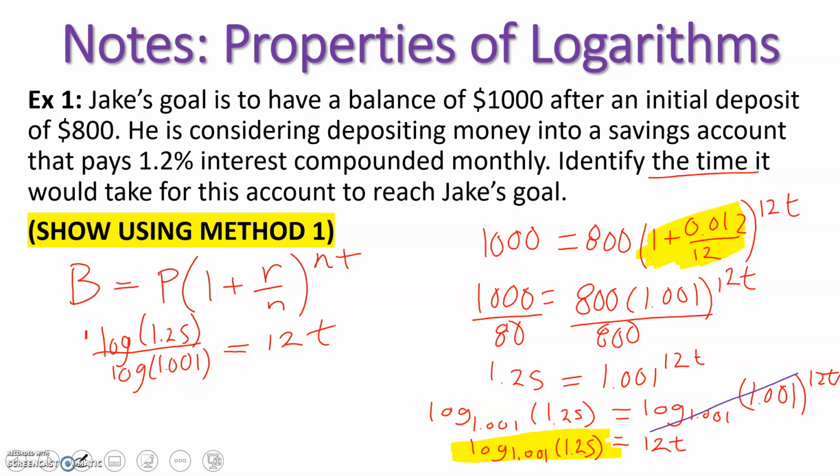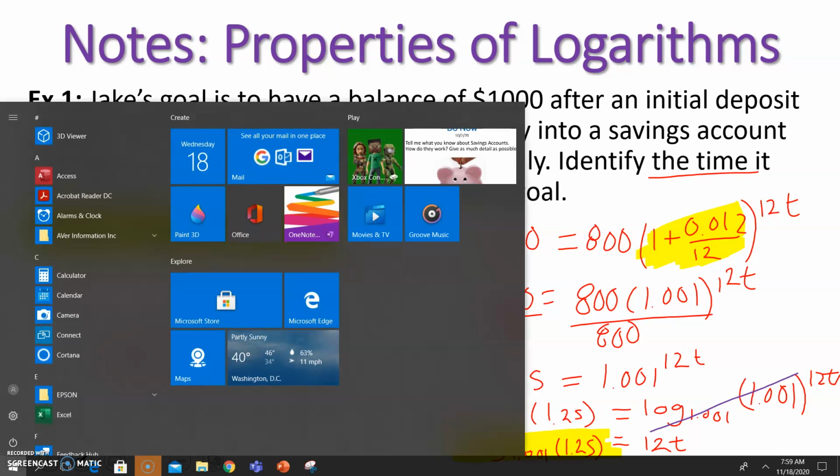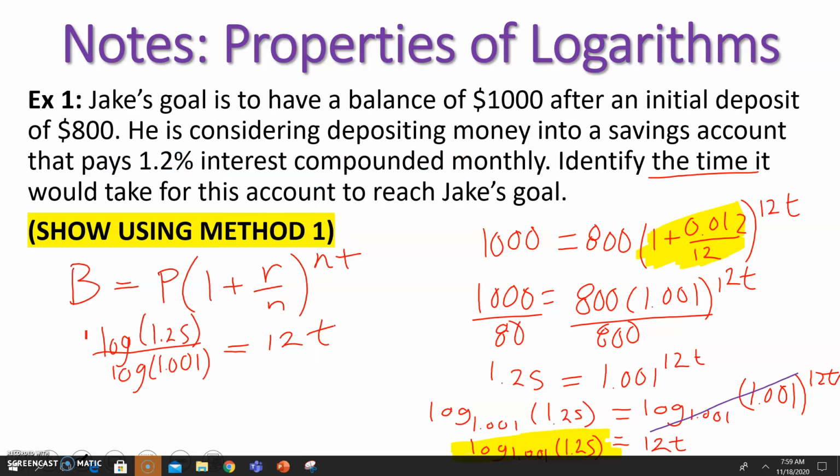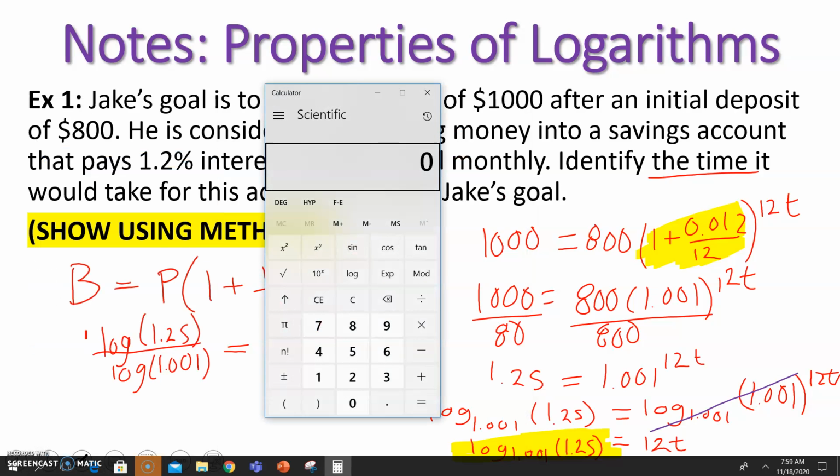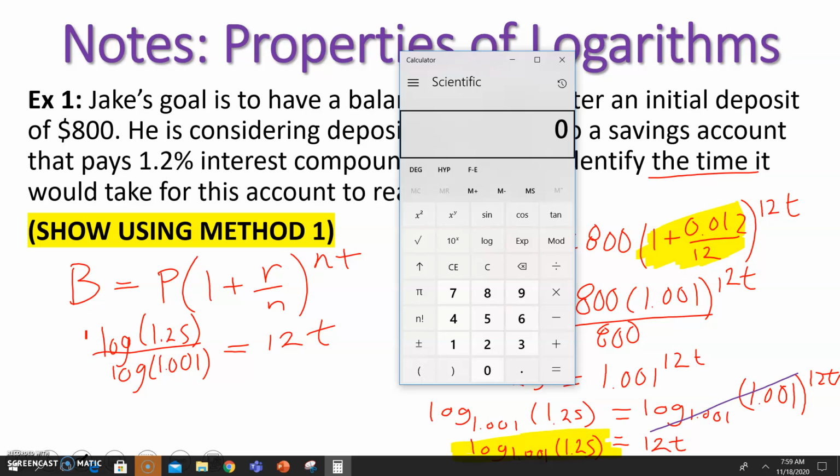Okay, so now we're going to grab our calculators and calculate what that is. I have here my scientific calculator and I have my 1.25 log divided by my 1.001 log, and that is equal to, it says 223.25.